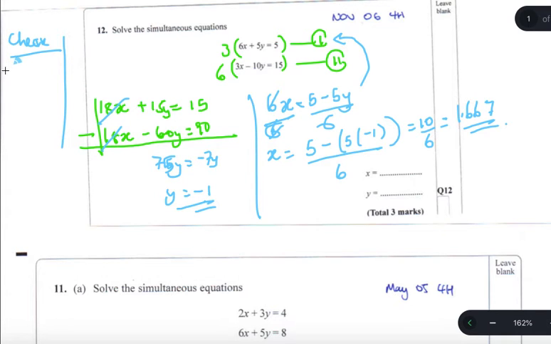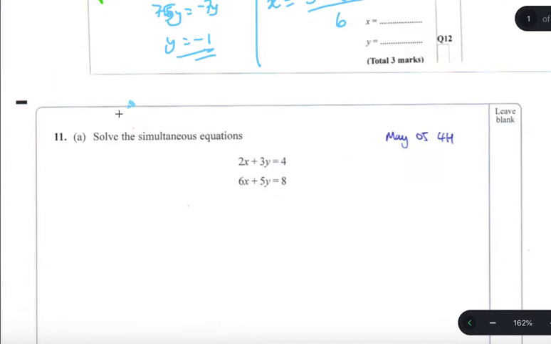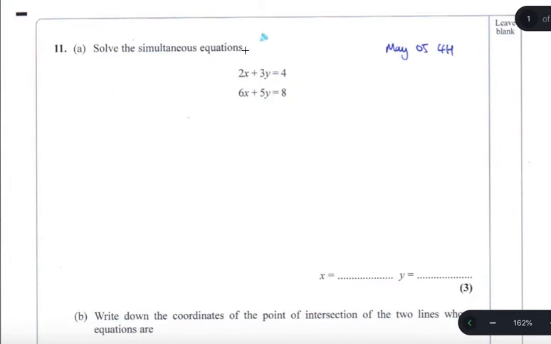So the first one is 6 into 1.667, then plus negative 5, so that means minus 5. You check it on a calculator and you will be getting 5. Then 3 into 1.667, this is x, and then 10 times negative 1 is negative 10, but since there is also a negative, it will be plus 10, and you'll be getting 15. So that is how we check. Let's go to the second question and see how it is done.